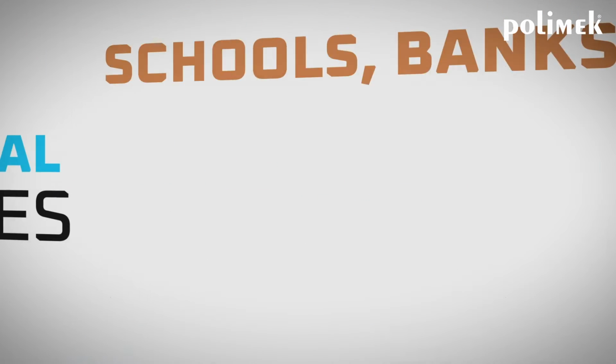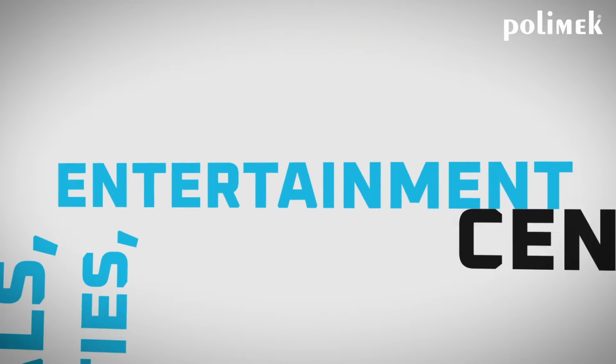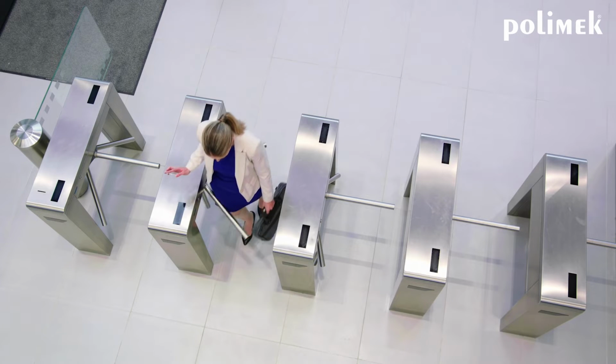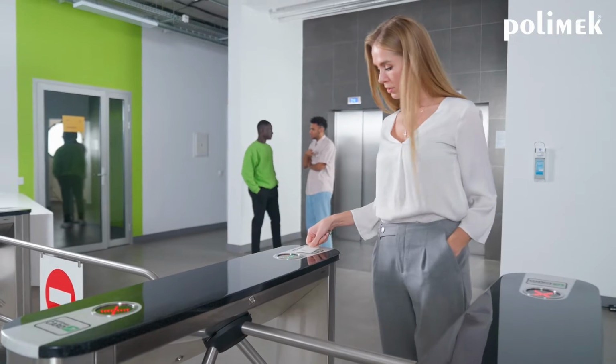Hello! Today we will learn how to choose a turnstile. Turnstiles are installed at security desks, governmental facilities, schools, banks, hospitals, universities, and sport and entertainment centers. Turnstiles regulate the stream of people, control exit and entrance, and protect from unauthorized access.